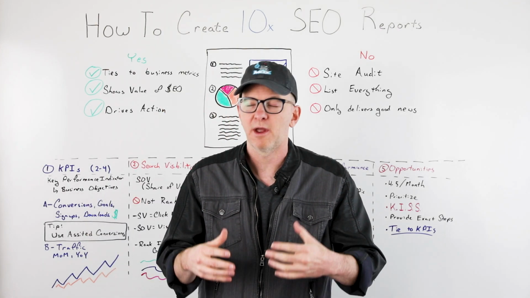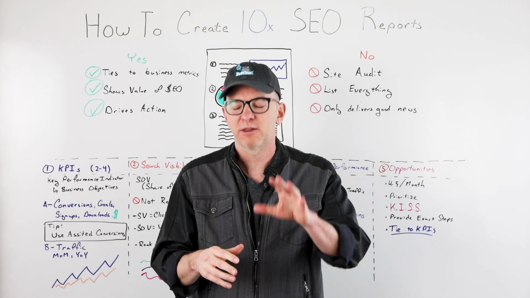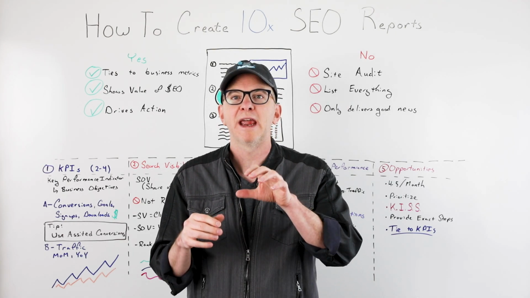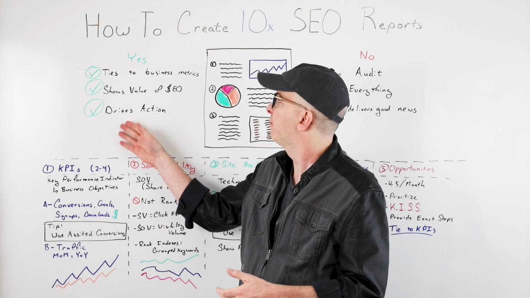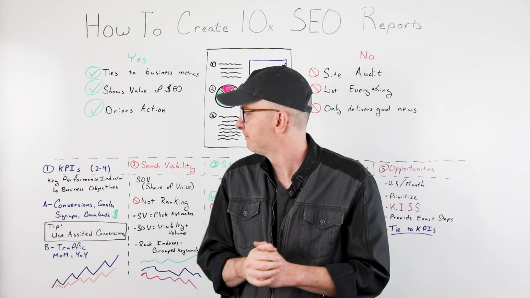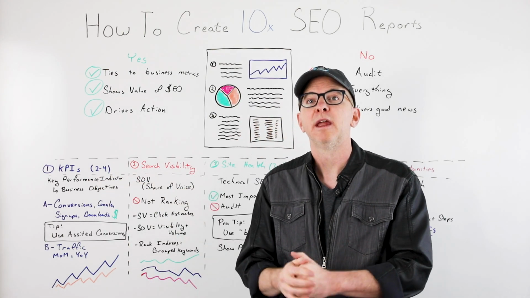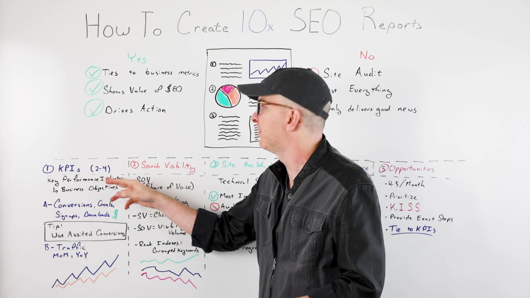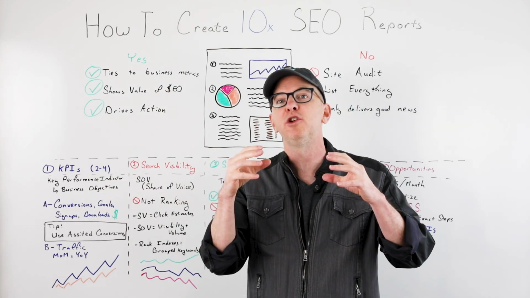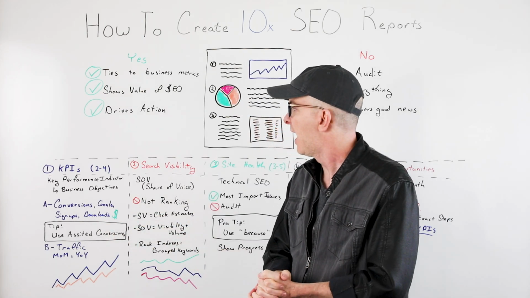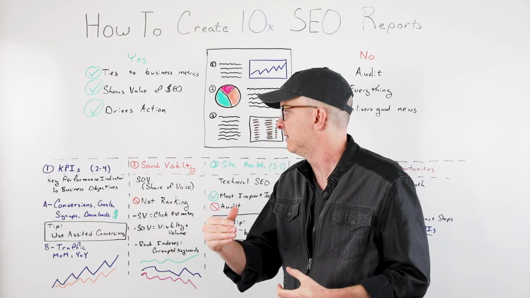Now, over the years, with the reports I've created, I find that there are generally 5 key things that you want to include in every SEO report that helps you drive action, show the value of SEO, and ultimately help you make more money. The first thing that you want to include in every SEO report is KPIs. These are key performance indicators. These tie directly to your business metrics. And generally you want to include about 2 to 4 of these, and you want to keep them top of mind.